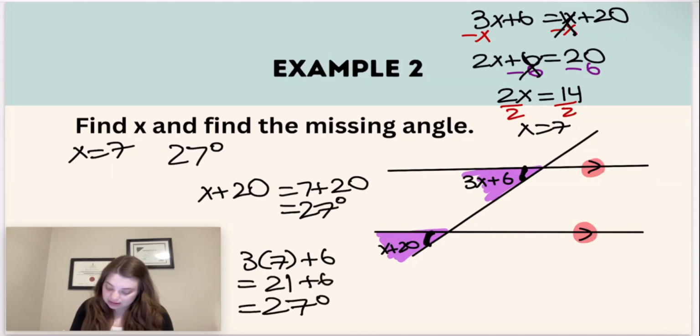And so basically, we got the same thing in both scenarios, right? We got 27 either way, and that really confirms to us that we must have done this correctly. Because if we got the correct value, we should be getting the same angle measure for each of these corresponding angles.